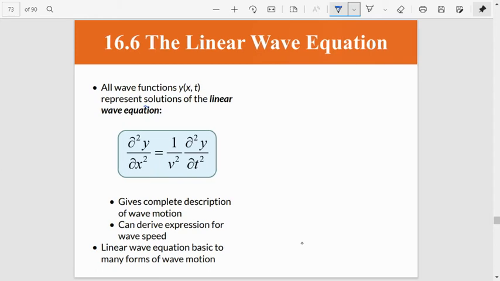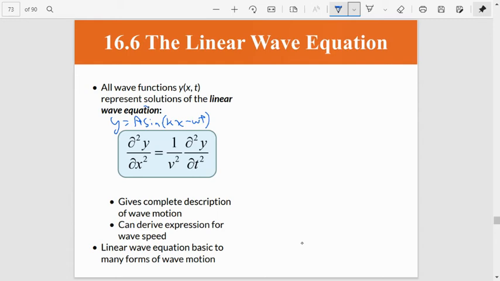And if you plug in the one we had for the sinusoidal wave, A sine(kx minus omega t), if you take the second order derivative with respect to x and plug this in the left side of the formula, and then do the same with the second order derivative with respect to time, plug it in, you'll see that both sides will equal each other. So this formula obeys the linear wave equation, as we would expect. And any wave function that's a solution to the linear wave equation can be called a wave.